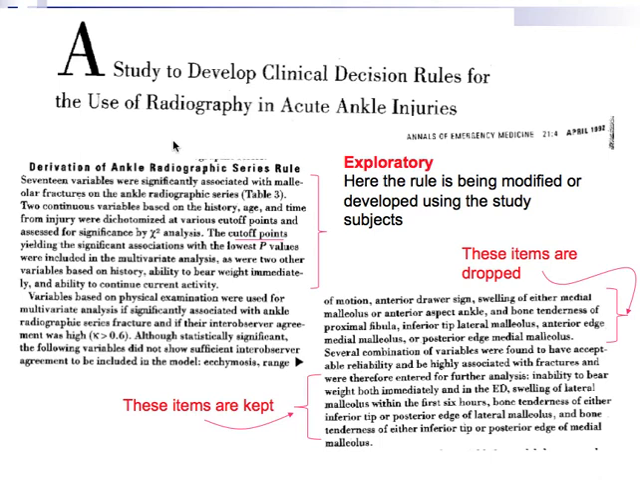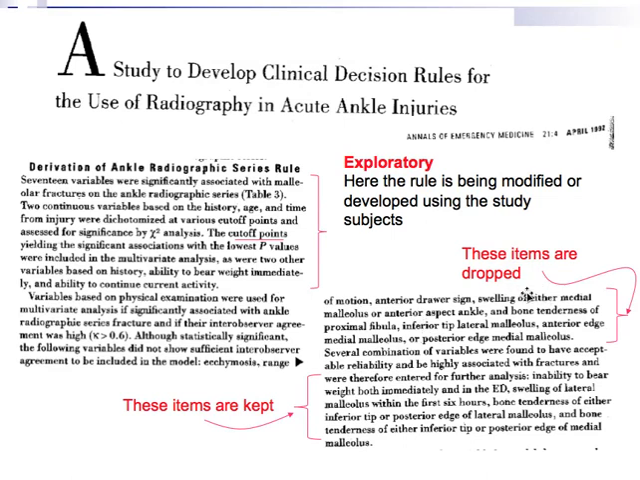Now, we know we have a consecutive group of patients, but the next question is, is it exploratory or validating? Well, here we have this title: derivation of ankle radiographic series. So 17 variables were significantly associated with malleolar fractures. We have two continuous variables, and they go through history, age, time from injury. So there was a whole bunch of variables that were actually associated with the fracture.